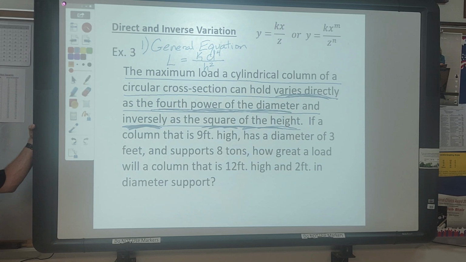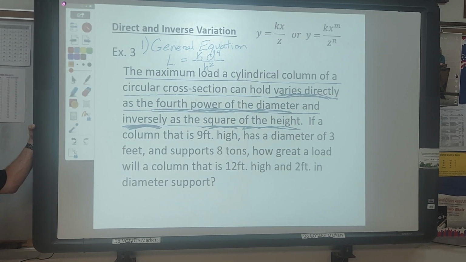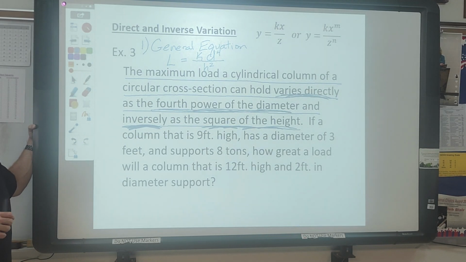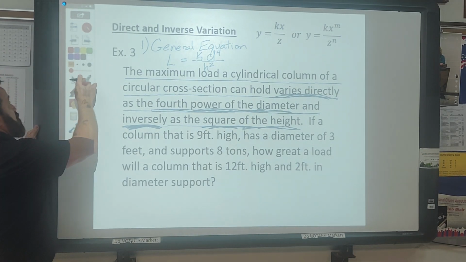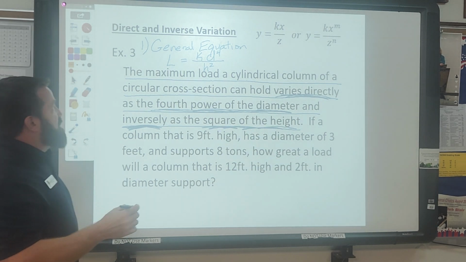If you double the height on the bottom, you cut the strength by a factor of 4 because 2 squared is only 4. So you can see the numerator part, because it's a power of 4, has a much bigger impact on the outcome of the strength or how much this load can handle. Okay, so that's step 1.